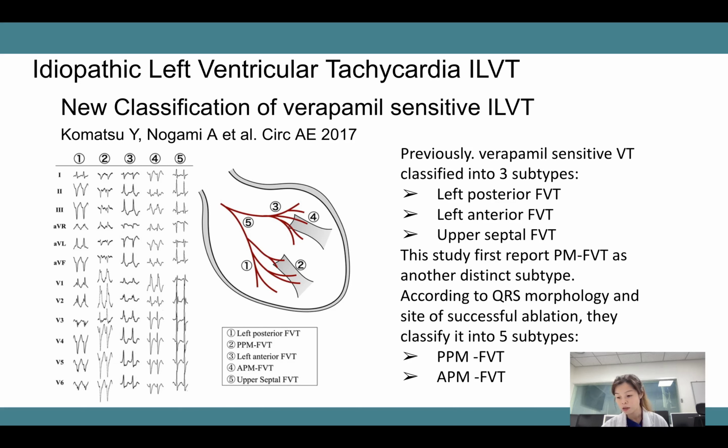It is a recurrent tachycardia typically seen in young patients without structural heart disease. Fascicular VT can be classified into 5 subtypes. The most common would be the left posterior fascicular VT. Other types include the left anterior fascicular VT, upper septal fascicular VT, posterior papillary muscle VT, and anterior papillary muscle VT. They can be classified according to the QRS morphology and the site of the successful ablation.